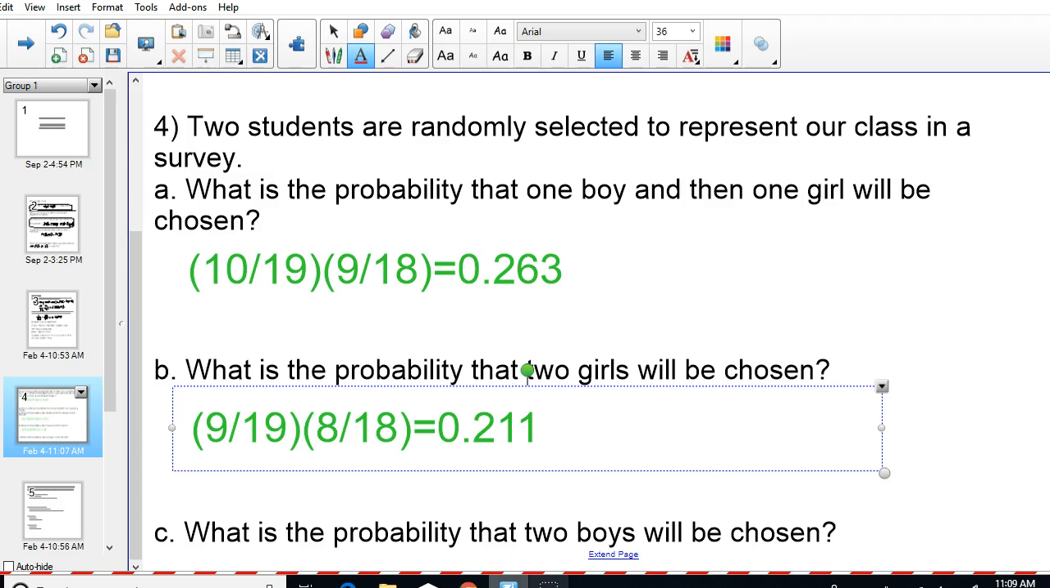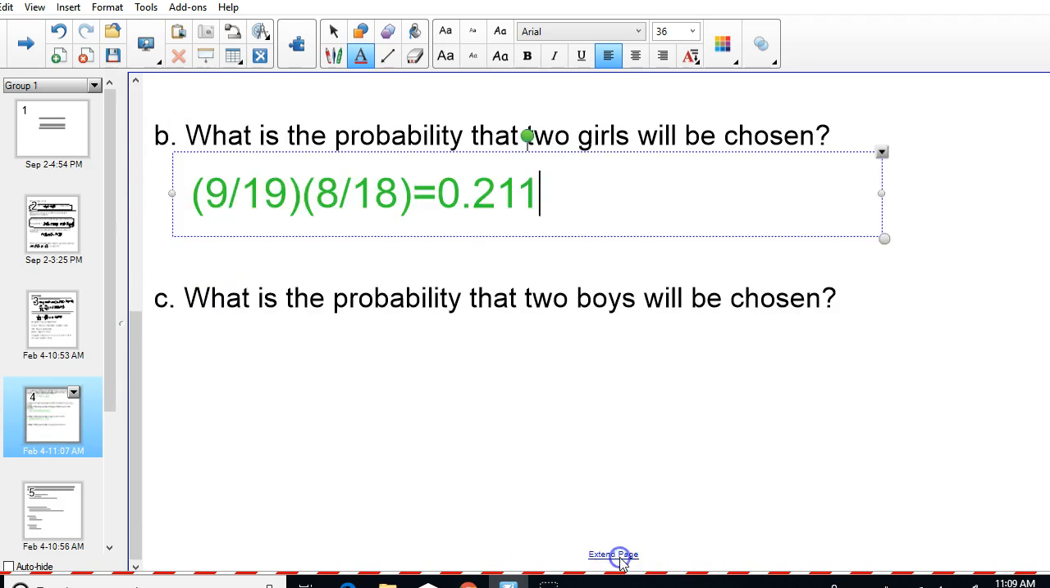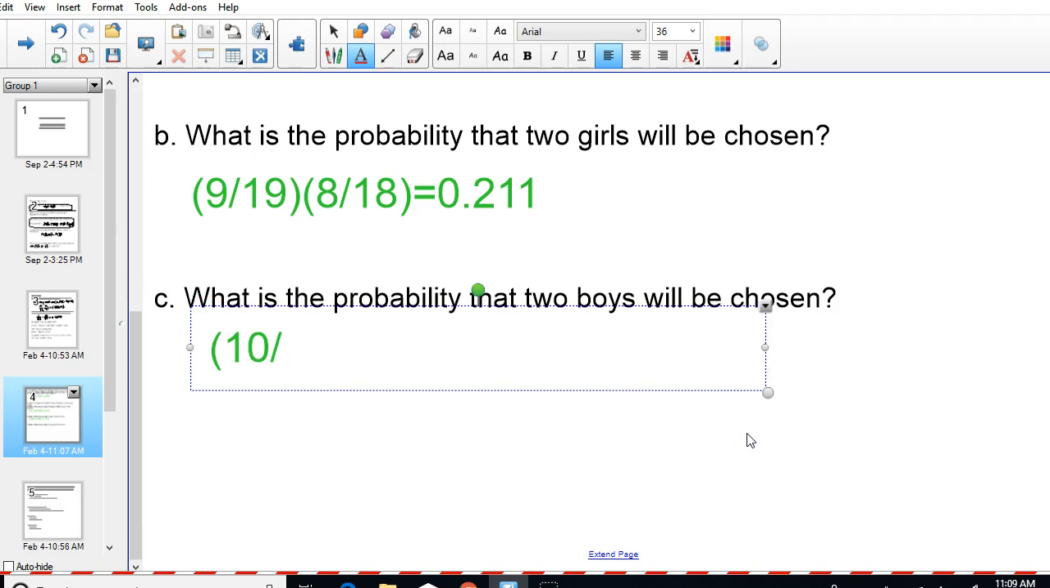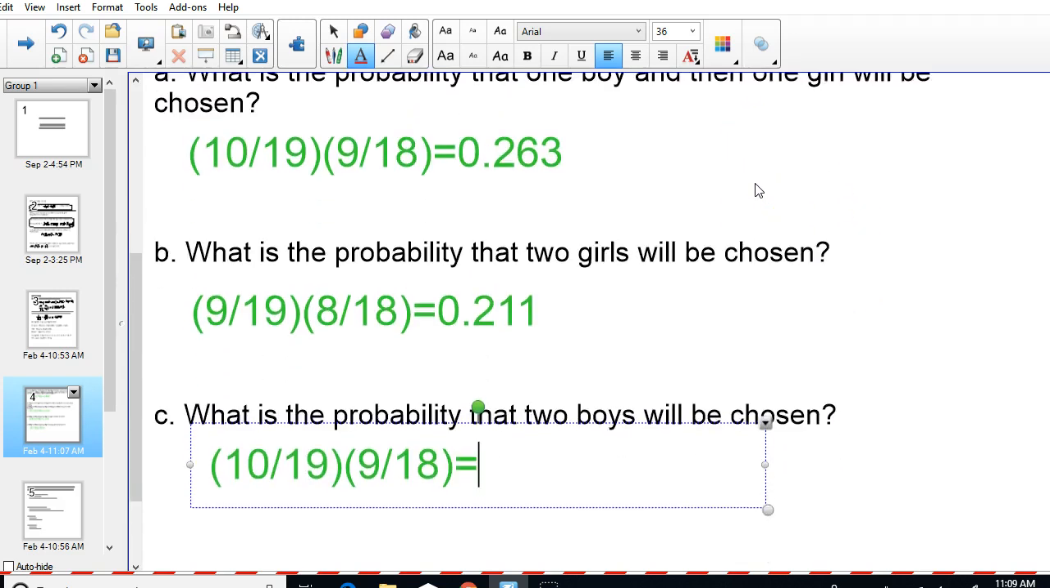Okay, and then our last scenario is what's the probability that 2 boys will be chosen? So for the 2 boys, we've got 10 out of 19, and we'd multiply that by 9 out of 18. It is the same, isn't it? Wow. That only worked because of the numbers that we have in here. So that's kind of weird. All right, so let me check something.